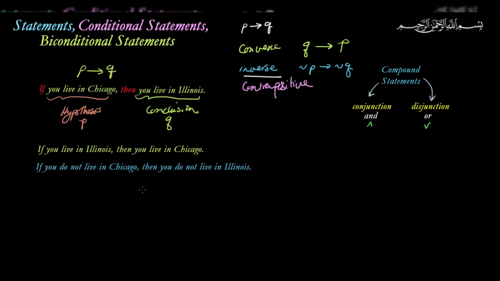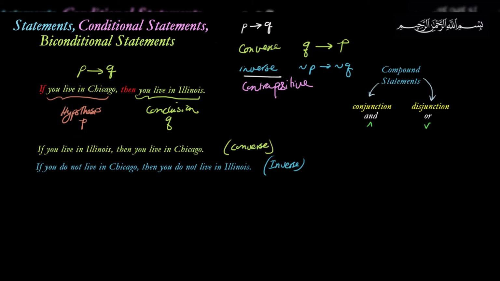Now that's also not necessarily true, because if you do not live in Chicago, you could live in Springfield or one of the suburbs of Chicago, and you'd still be in Illinois, correct? But nevertheless, this is the inverse of this particular statement. Let me write that in the same color over here. This is the inverse, and this over here is the converse of the original statement.